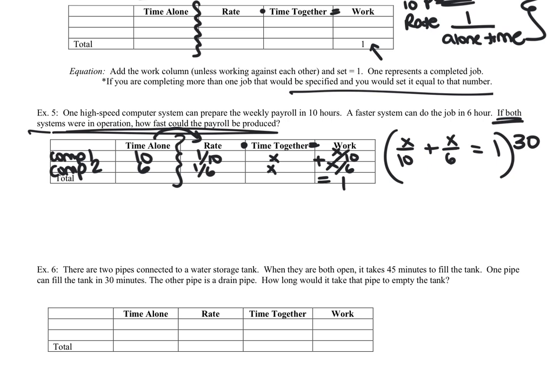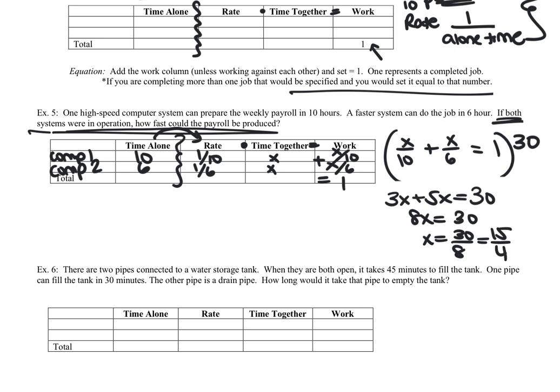And then when I multiply, I'm getting 30x over 10, or 3x, and 30x over 5, or 5x. And don't forget to multiply the 1 by 30 as well. Nice easy equation to solve. 8x equals 30. So x equals 30 over 8, which of course can be reduced down to 15 over 4.